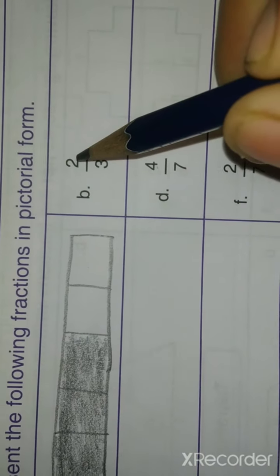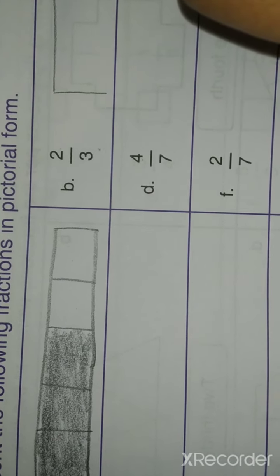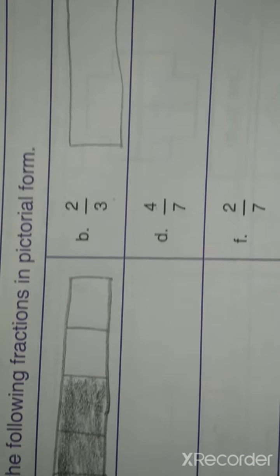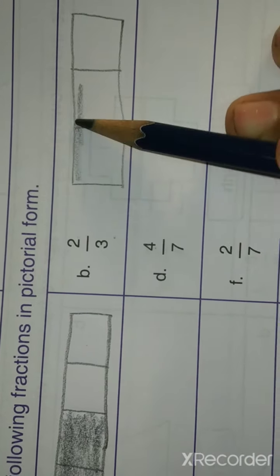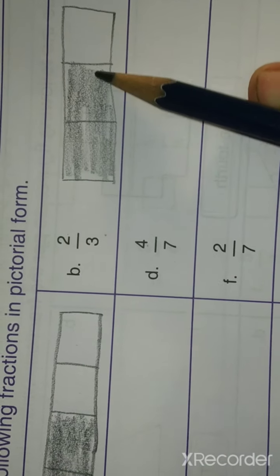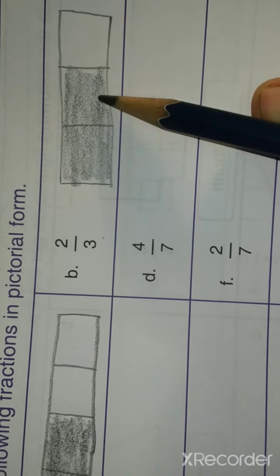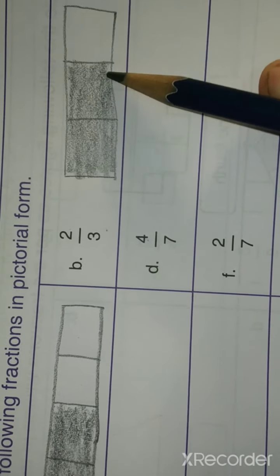Okay. Next one, 2/3. So we have to draw one rectangle. We will divide it into 3 parts. After that shade only 2 parts. Okay.